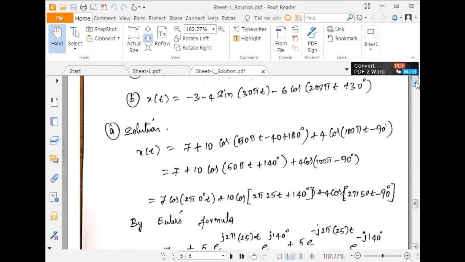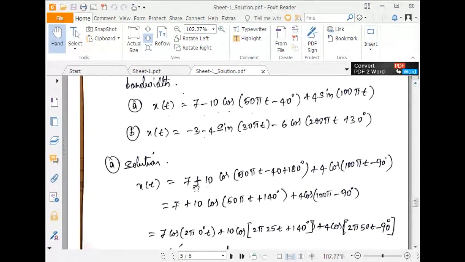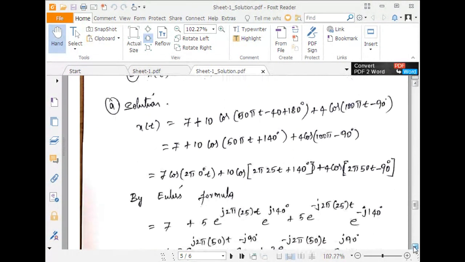So in the first step, I have converted this negative of cos to positive of cos by adding 180 degrees, and sine to cosine by subtracting 90 degrees. Cos theta minus 90 is sine theta. Is it clear? Then just add these signals. Minus 40 plus 180 is 140. Minus 90 is as it is.